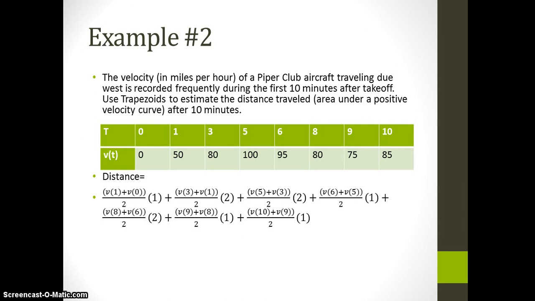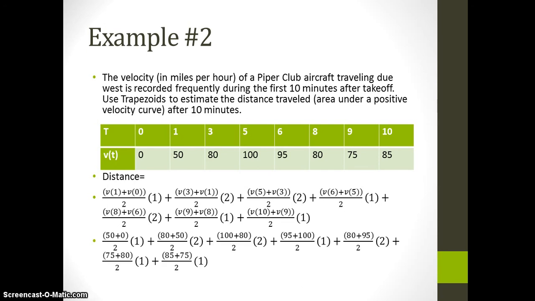In this case, we need to average v of 1 and v of 0, multiplied by 1, which is the width of the first trapezoid. In the second trapezoid, we average v of 3 and v of 1, but notice that the base now is 2 instead of 1. It's very important in an AP emphasis to make sure that you're finding the right lengths of each of your trapezoids. Be very careful and read your table closely. We go through and find each of the areas of the individual trapezoids, find the values, as you can see here, then add them up, and you end up with 765 miles in this case.